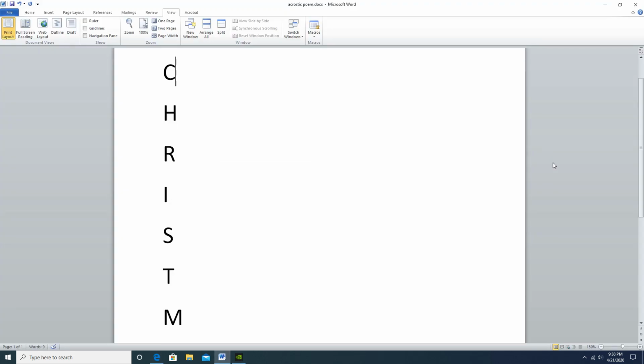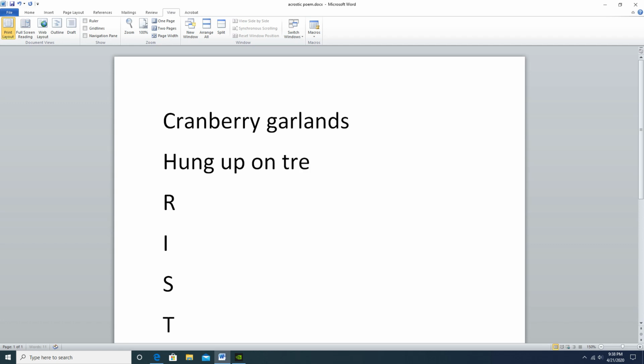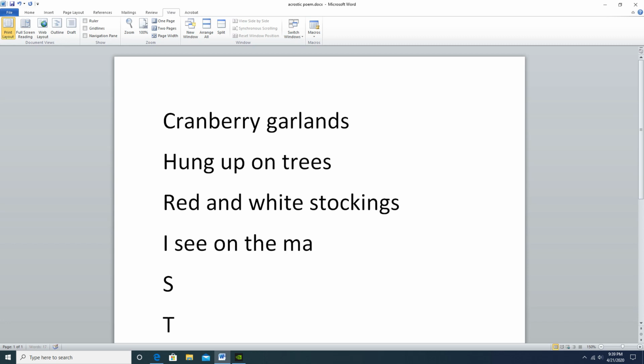So the first thing I'm going to do is I'm going to start at the first letter in my word. For you guys, it would be E for Earth Day. For me, because I'm writing mine about Christmas, I'm going to start with C. That means that this line of my poem has to start with the letter C. Cranberry garlands hung up on trees, red and white stockings I see on the mantle.